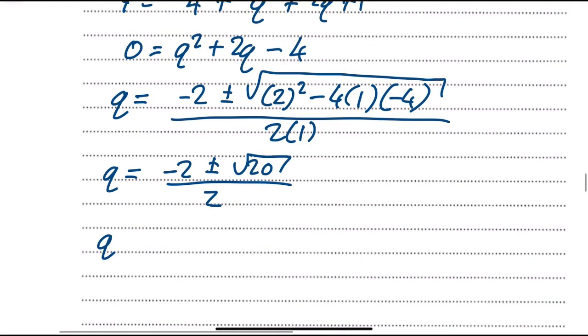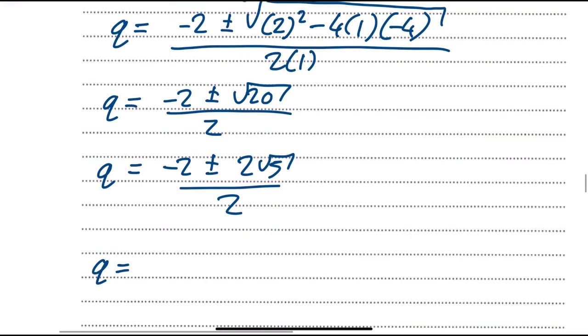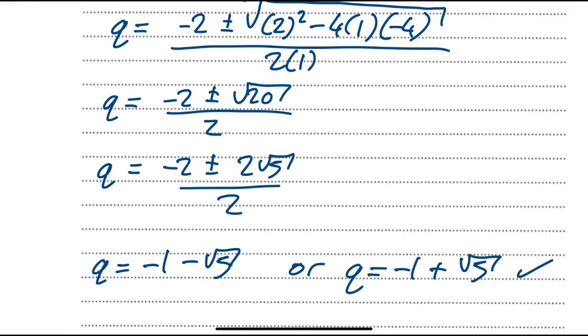I tidied that up again. Minus 2 plus or minus root 20, if you fire root 20 into your calculator, you're going to get 2 root 5. It's all divided by 2. So that means q will be equal to minus 1 minus root 5, or q will be equal to minus 1 plus root 5. And there we have it.